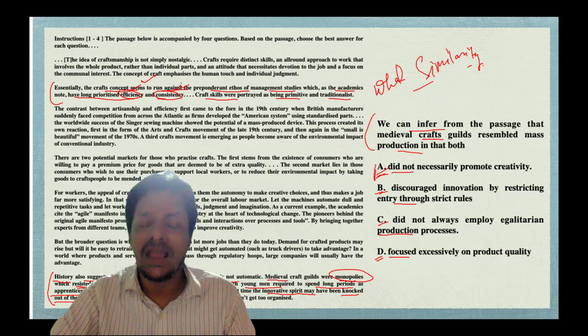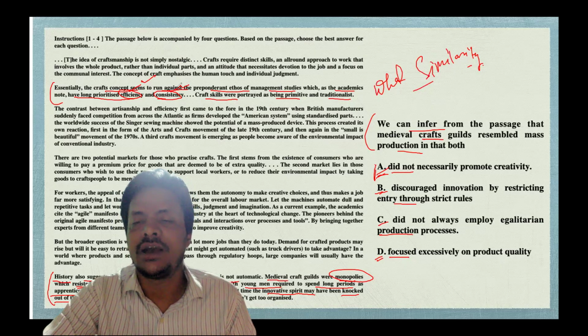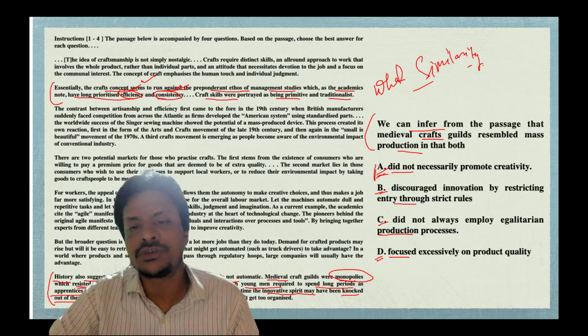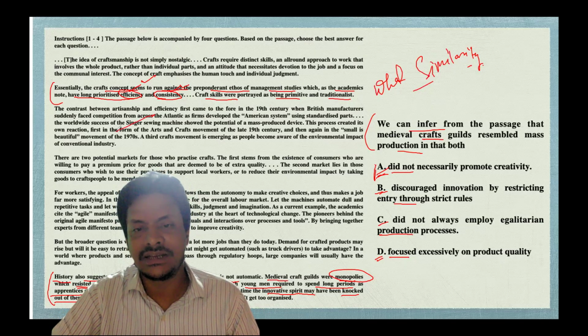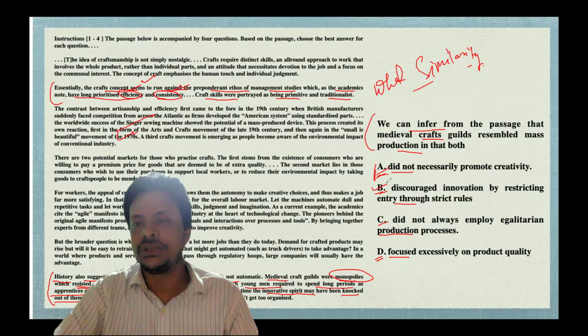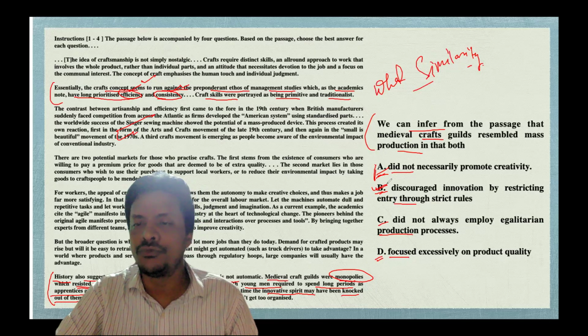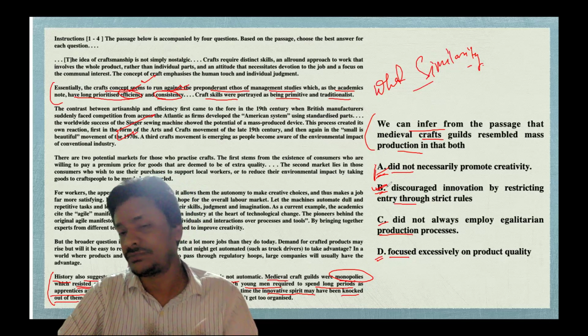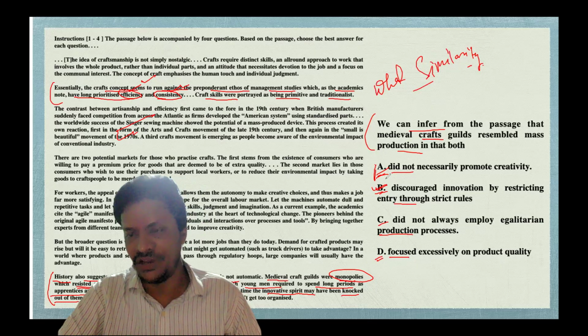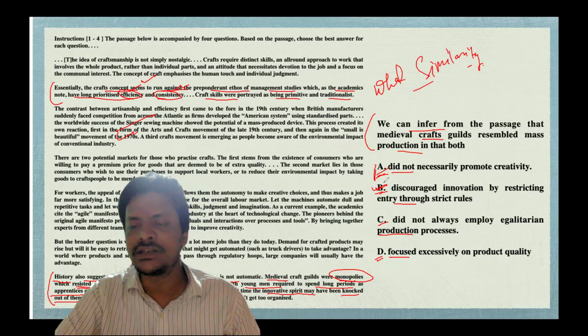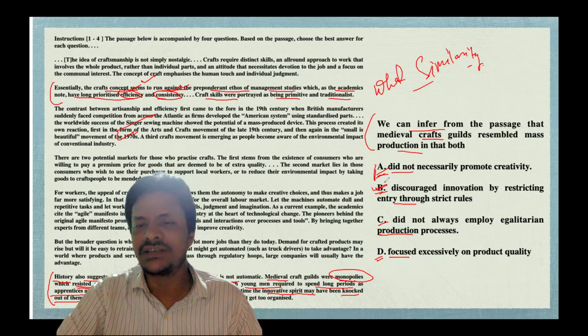Both did not really encourage creativity, isn't it? Now, if I go to the other options, like option B, which states that they discouraged innovation by restricting entry through strict rules. Now that is true for medieval guilds. They had monopolies that restricted new entrants, but it is not true for mass production. Mass production does not stop new people from joining, it just standardizes work. So this is partly true, not for both.